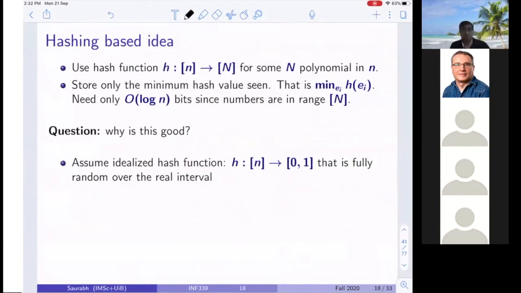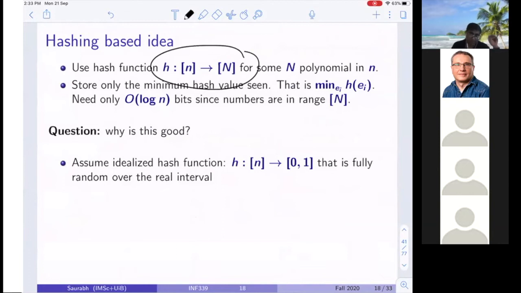Now, why is this good? To understand why this is good, we are going to get away from this. We'll come to this much later. We're going to assume an idealized hash function that is fully random over the real interval.